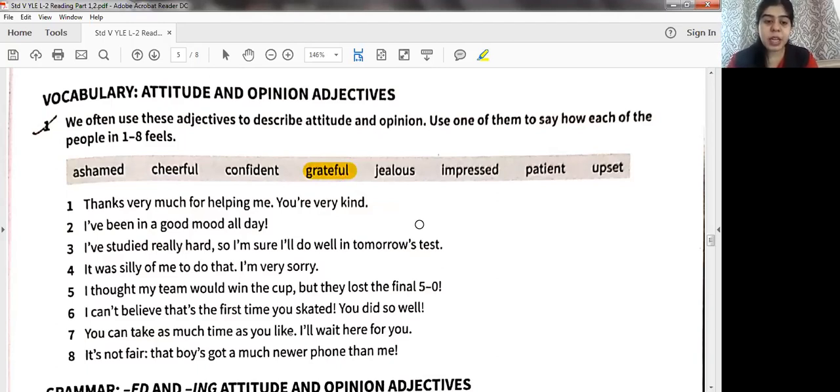Next, I've been in a good mood all day. So it is cheerful. When you are always in a good mood, you are very happy, right? Your face is very cheerful. Third, I have studied really hard, so I'm sure I'll do well in tomorrow's test. You say to your parents, my study is done, tomorrow I'm going to rock the test, right? So it is confident when you know that you have studied. But many students go into overconfident. So when you say that I have studied everything and I'm prepared for tomorrow's test, it means that you are confident. Next, it was silly of me to do that. I'm really sorry.